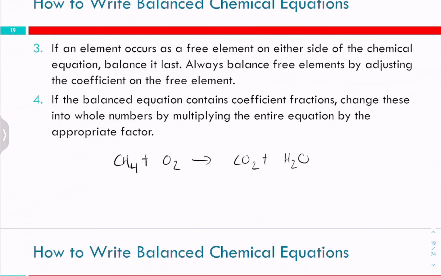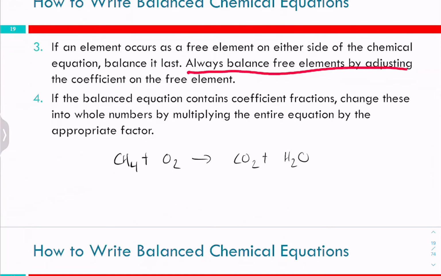And then you always balance free elements by adjusting the coefficient on the free element. So we would add a coefficient here if we needed to. We wouldn't start here and then balance a coefficient on the other side to balance oxygen. And then if the balanced equation contains fractional coefficients, which can happen sometimes, you change those into whole numbers by multiplying the entire equation by the appropriate factor.